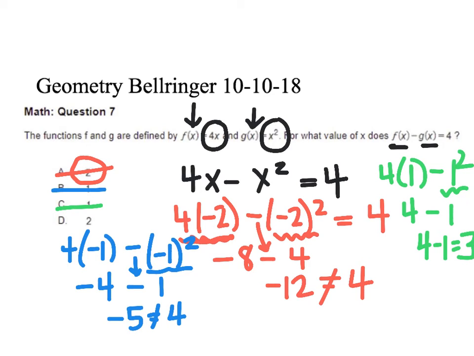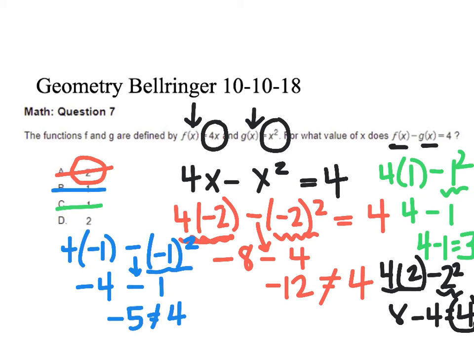And then hopefully the answer is D, which is 2. So 4 times 2 minus 2 squared. 2 squared would be 4. 4 times 2 would be 8. 8 minus 4 would be 4. 4 does equal 4, so the answer would be D as in dog.